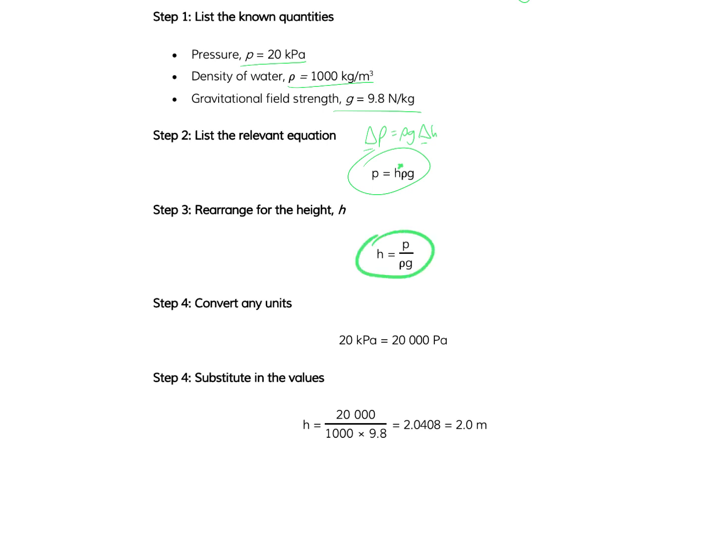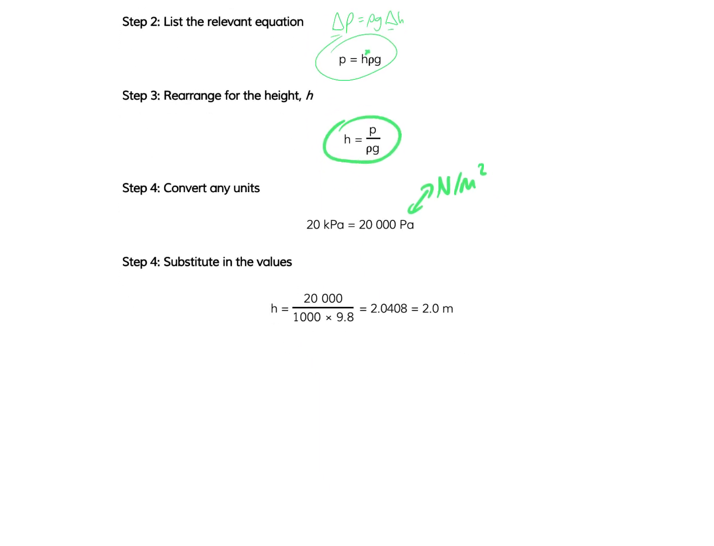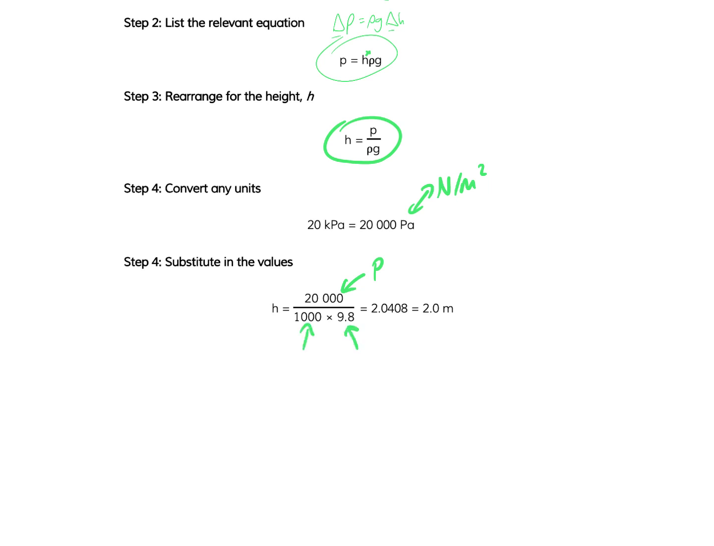Make sure our units are correct. Kilopascals needs to be actual pascals. Remember, a pascal is the same as a newton per meter squared, so it needs to be in SI units. This is SI units, and this is SI units or standard units. Kilo means 1,000, so we need to deal with that before we use the calculator. Plug the numbers in, so there's our pressure, there's our density of water, and there's our gravity. That gives us a height of 2 meters. So we know that this person or this object is 2 meters below the surface.